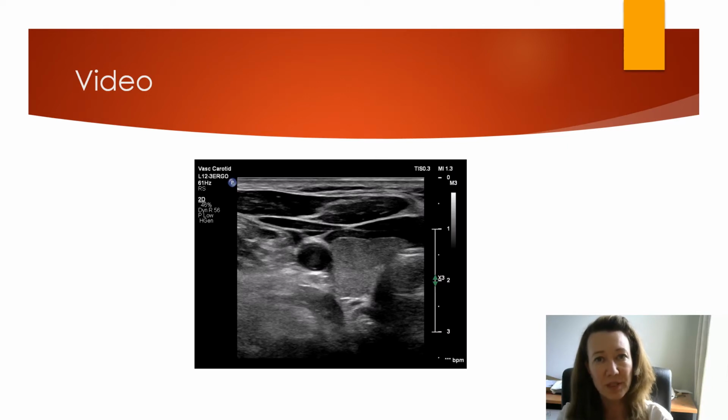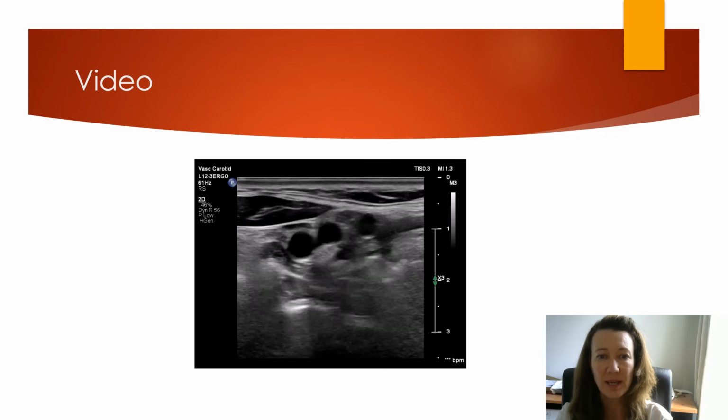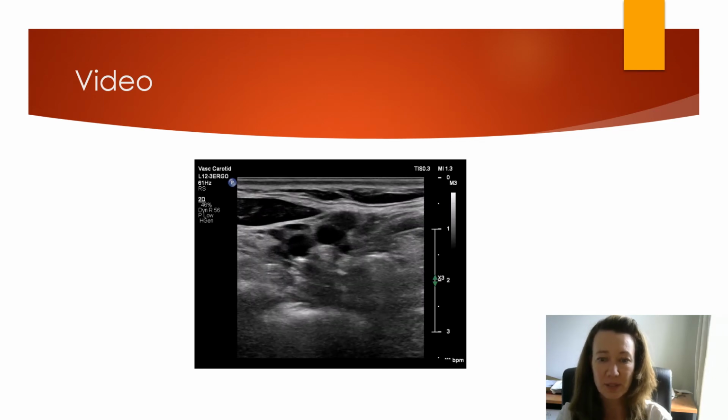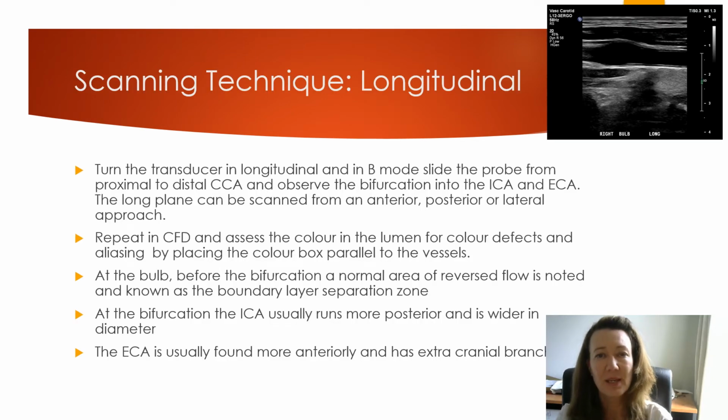This is a small video just to quickly show you how we will do that. So in a transverse position, we will then sweep the probe up and we will see the bifurcation. Common carotid, and there's the bulb and the bifurcation. So we will continue then to the longitudinal scanning technique.